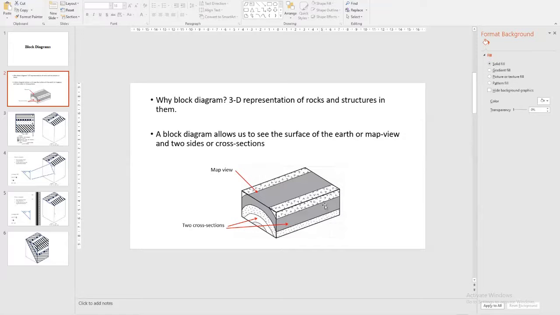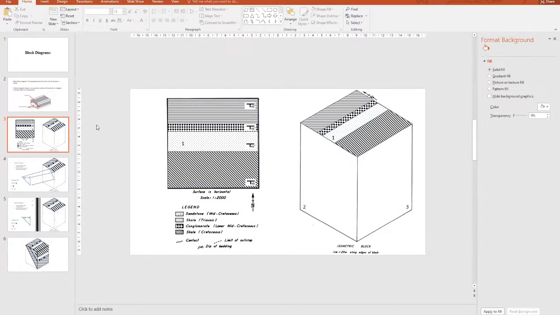Here is an example of a block diagram which allows us to see the surface of the earth, or the map view, and the two sides, or the cross-sectional view. In the problems regarding block diagrams, we are mainly given the map view along with the strike and dip information of the beds. Based on this information, we are required to draw how the two sides of the block would look like. Here is an example of such a problem and we'll solve it using a PowerPoint slide.